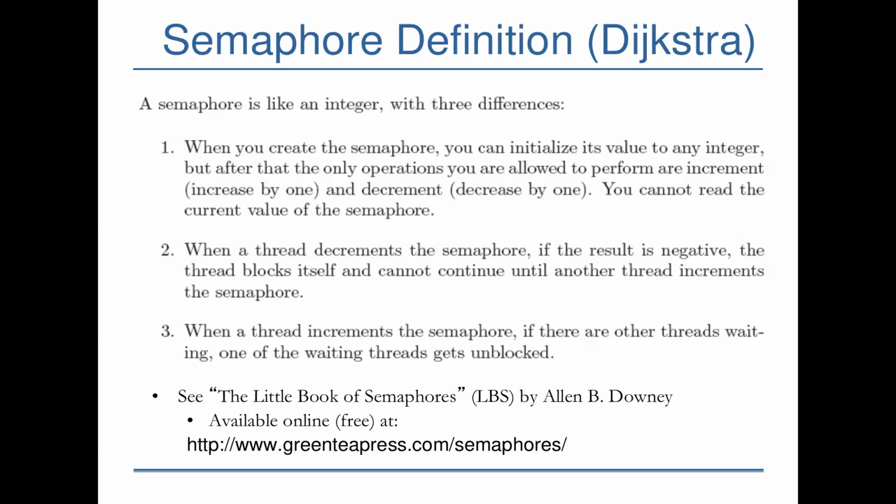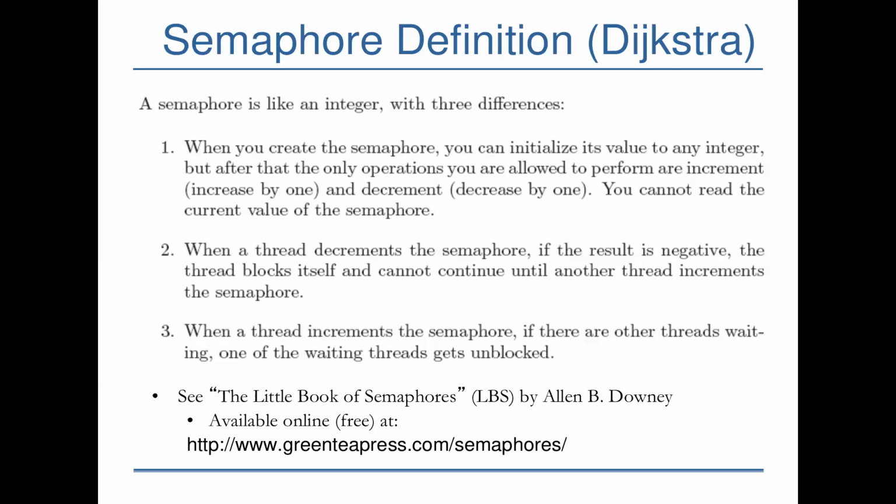When a thread decrements the semaphore, if the result is negative, the thread will block. Let's say the semaphore value was 0. Now it becomes -1, so the thread will block. Say the semaphore value was -1. It becomes -2, another thread will block, and so on. When a thread increments a semaphore, if there are other threads waiting, one of the waiting threads will get unblocked.